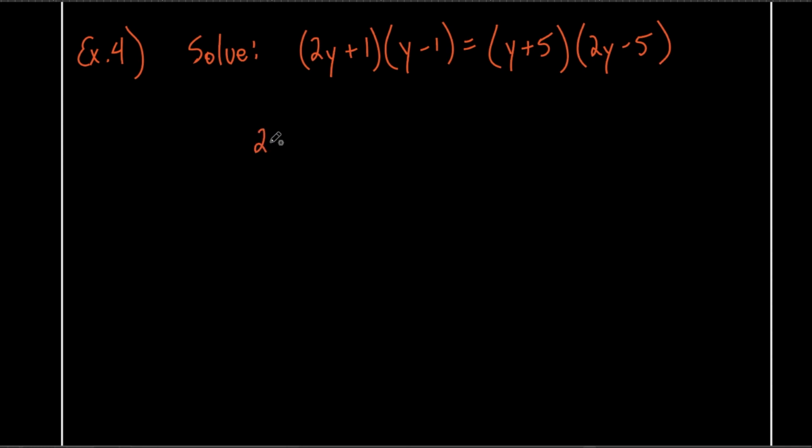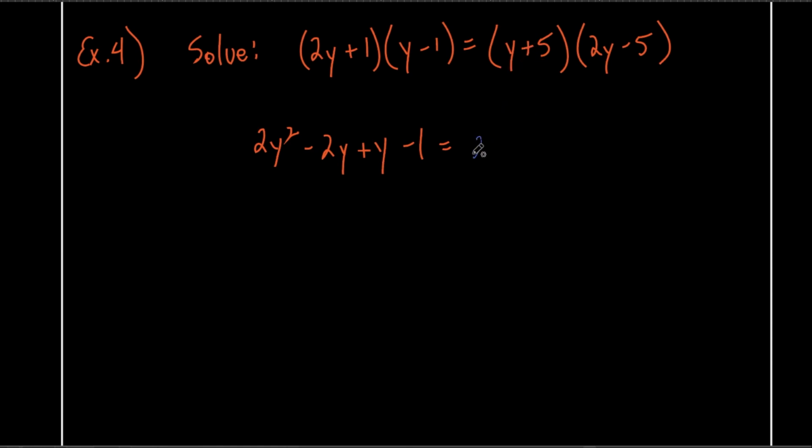2y times y is 2y squared. Outside is minus 2y. Inside is plus y. The last two terms is minus y. We just spent a whole chapter, well, not a whole chapter, but at least a section doing that kind of stuff. Let's do the same thing here. Let's distribute through here. FOIL method.